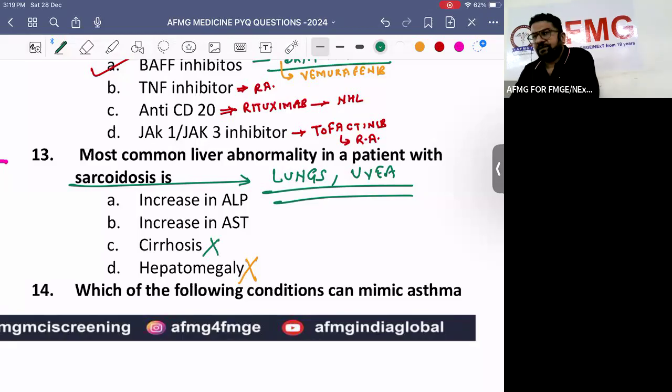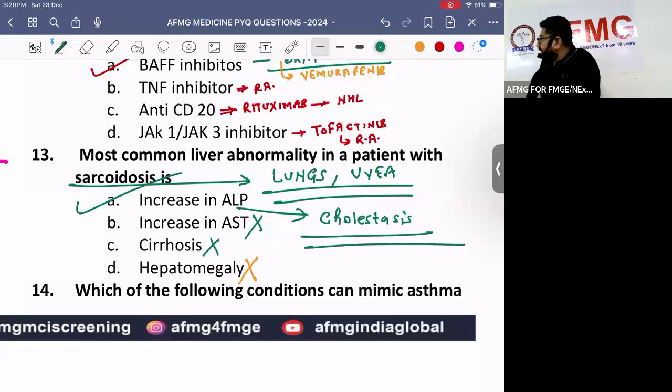Now understand, in sarcoidosis hepatocyte death does not occur, so AST also does not rise. But sarcoidosis can involve your bile duct. If bile duct is involved, what will increase? ALP. The most common change is that people will have a high value of ALP. We call this asymptomatic cholestasis. So patient is having cholestasis and this is one of the earliest changes. So increase in ALP is one of the earliest changes that we see in a patient of sarcoidosis.